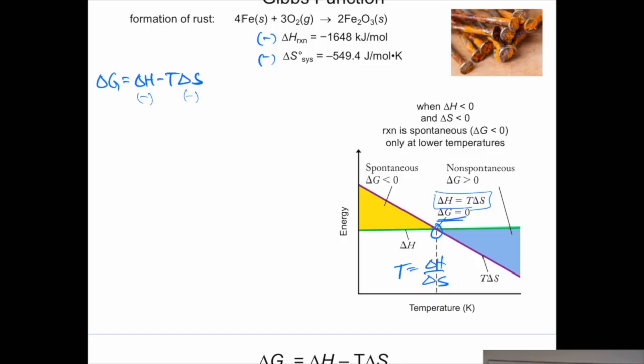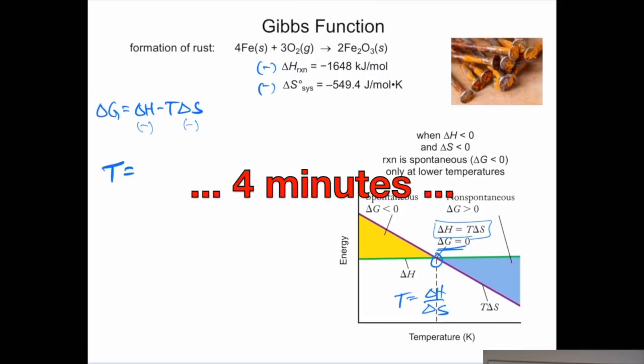But what temperature is it? Why don't you go ahead and calculate it? What's the equilibrium temperature for this rust reaction? Classic mistake. No one's confident about the answer.